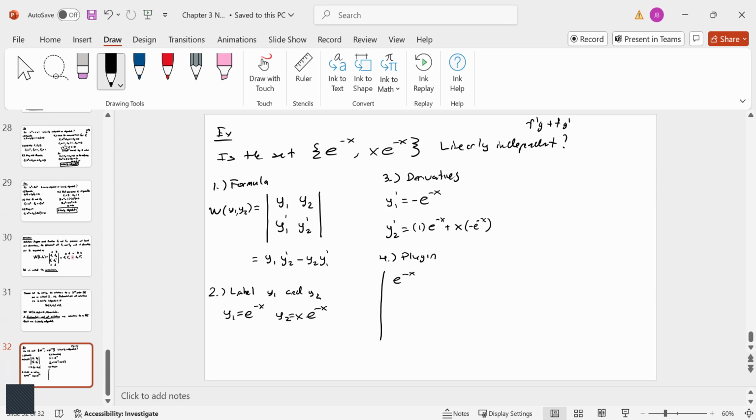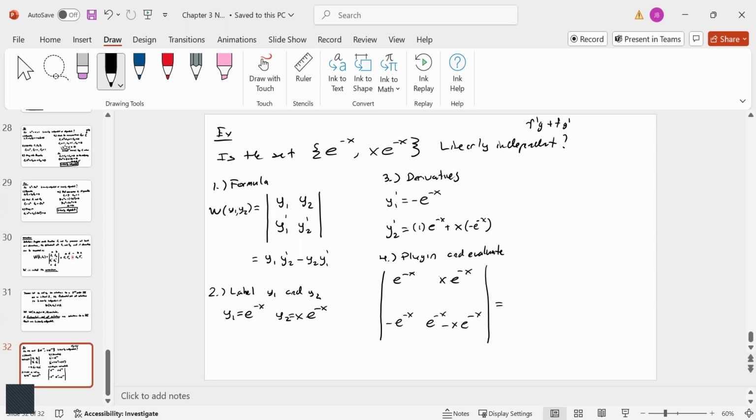So e to the negative x. Make sure you give yourself enough space. I always short myself space on these, and it's kind of annoying to write later. And then this is going to be negative e to the negative x. And then this is e to the negative x plus, oops, I guess minus, right? And then plug in and evaluate.